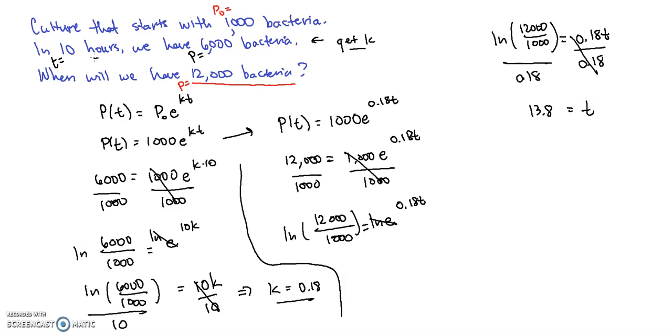Come back to your problem. Our unit is in hours. Okay, 13.8 hours, and then double check to make sure that that makes sense. We started with 1,000. In 10 hours, we had 6,000. And in 13.8 hours, we had 12,000. Okay, that seems reasonable. It's going to go up as the time goes up, and it's not going to be linear, so you're not going to be able to estimate it, but as long as the numbers are going up, then that's a good answer.